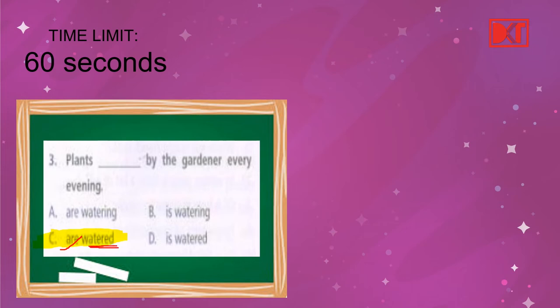Now for the other options, A, you see, watering, this is the continuous form, not the past participle. In B, is, and watering is also incorrect. In D, is, plants is plural. Alright, so the correct answer is C. Plants are watered by the gardener every evening.